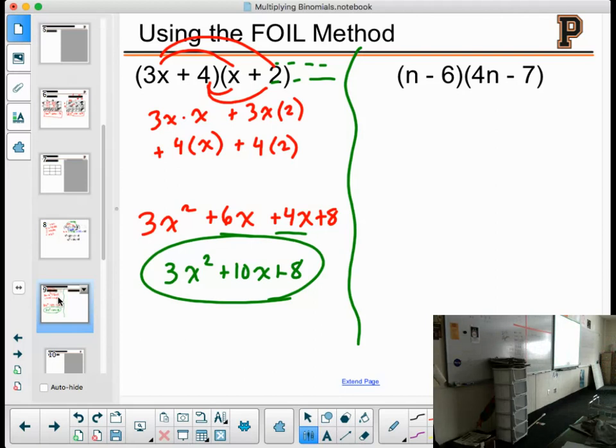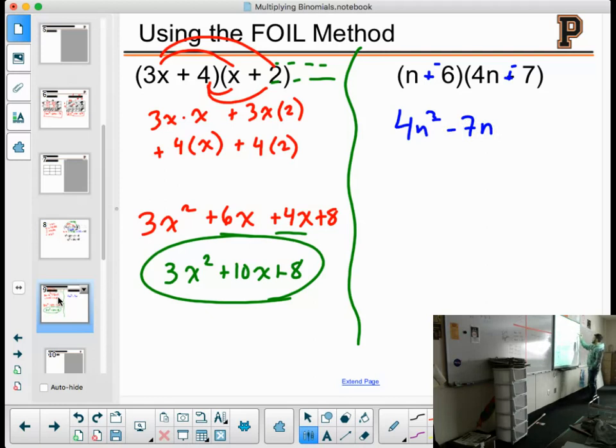All right. Let's try a couple more examples of this. Again, watch out for signs. If you see subtraction symbols in there, I think it is kind of helpful when you're dealing with these to add negatives, just to keep the signs straight. So we've got n times 4n, that's 4n to the second power. n times negative 7, that's minus 7n.